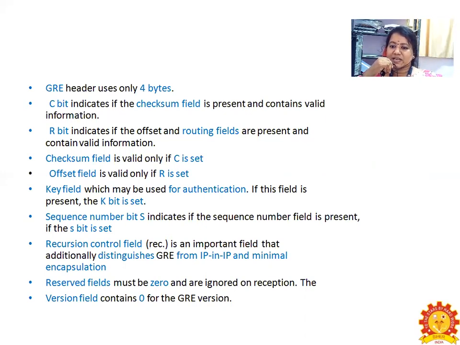Next, the recursion control field, which is REC, is an important field that additionally distinguishes GRE from IP in IP as well as the minimal encapsulation, followed by the reserved field and the version field. The reserved field must be 0 and ignored on reception, whereas the version field contains 0 for the GRE version.